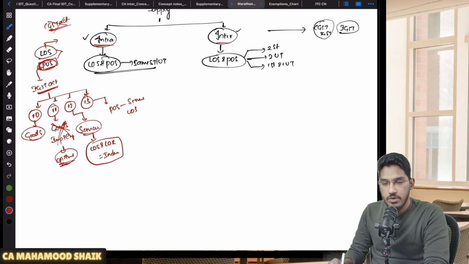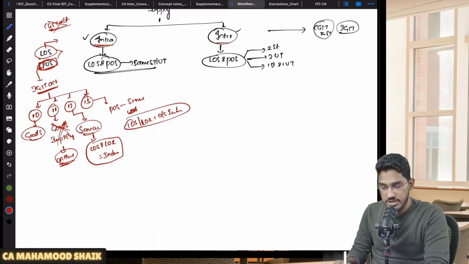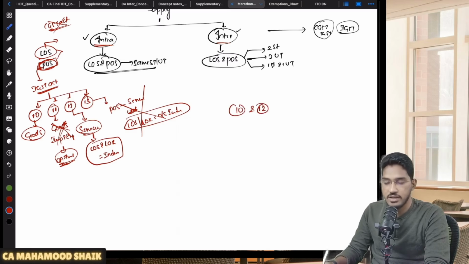Whereas section number 13 will talk about how to determine place of supply in case of supply of services where either the location of the supplier or the location of the recipient is outside of India, or both are outside of India. In those cases, how to determine the place of supply, that is covered under section number 13. Section number 13 also we are not going to learn at the CA inter level. We are only going to talk about section number 10 and 12. Basically regarding domestic transactions only we are concerned here.